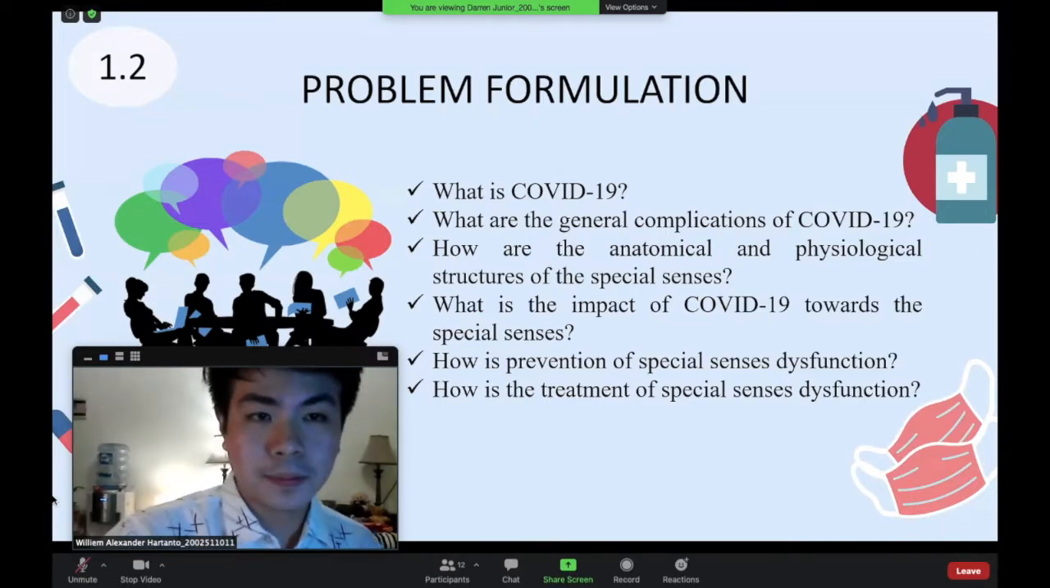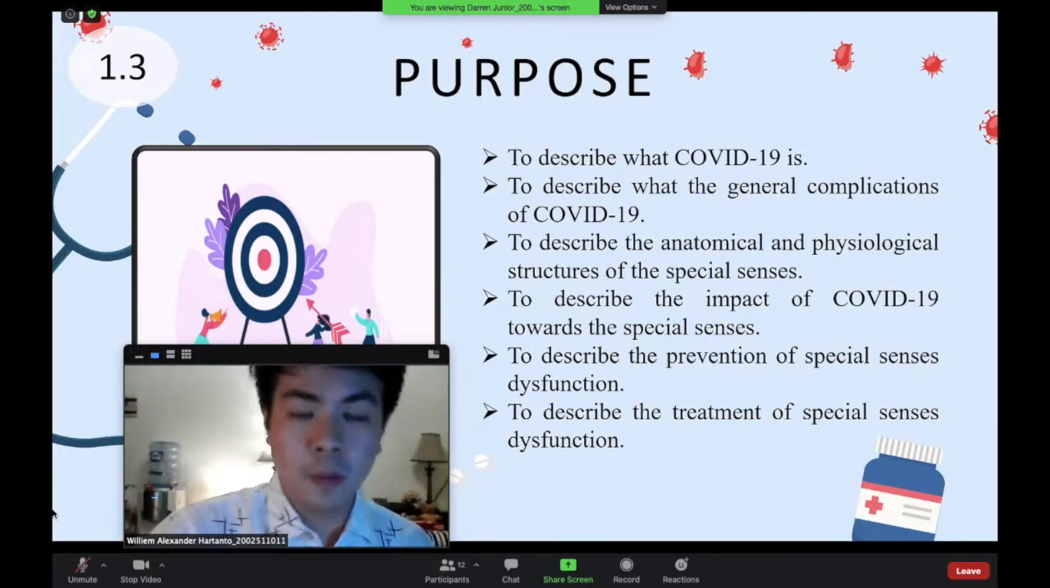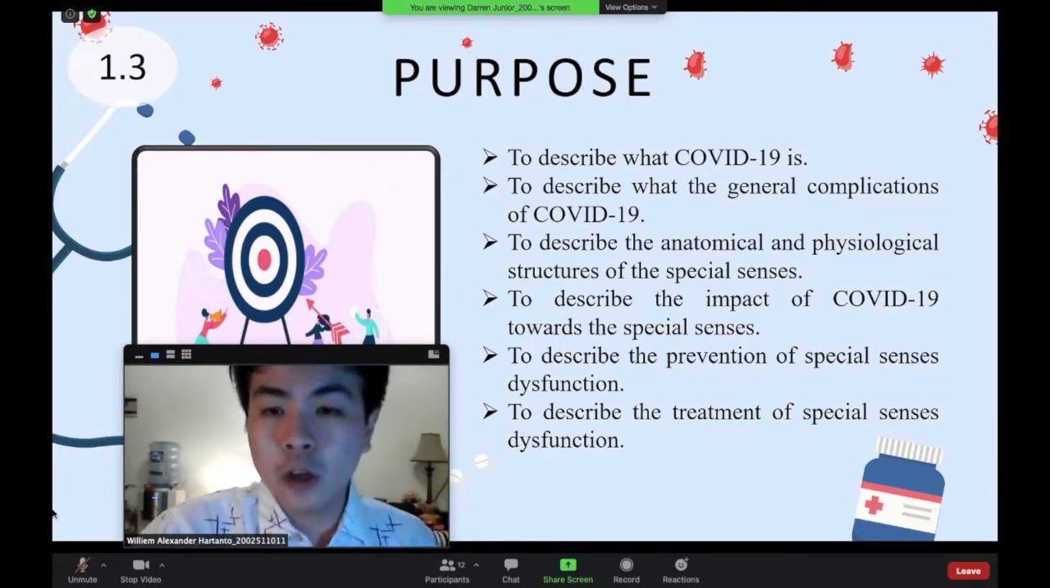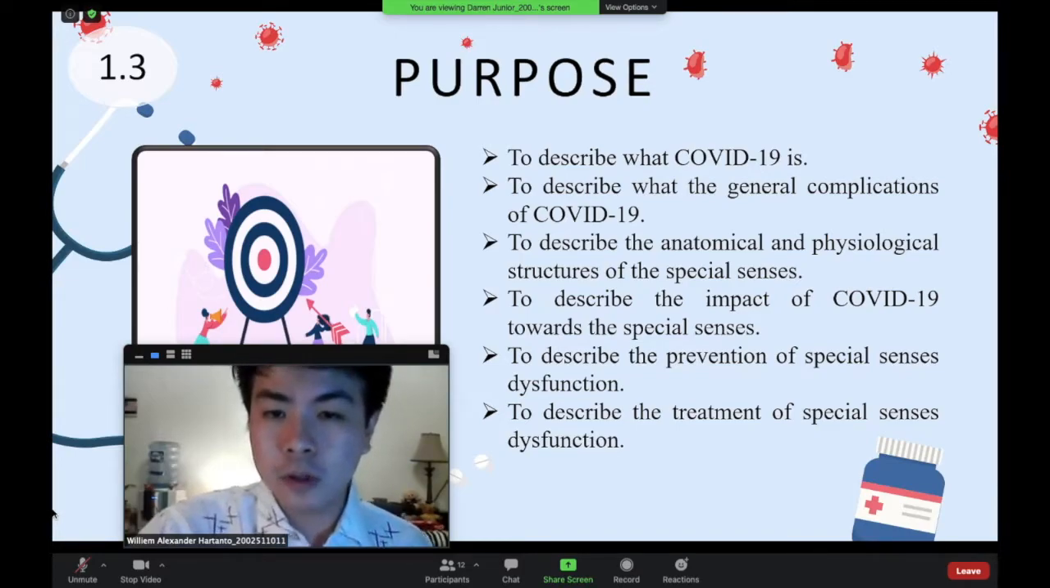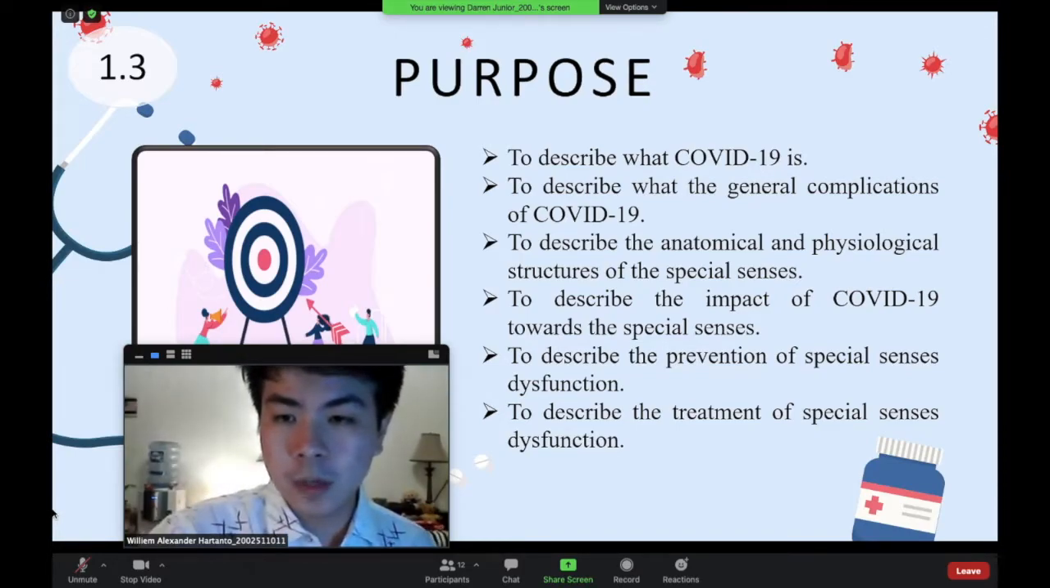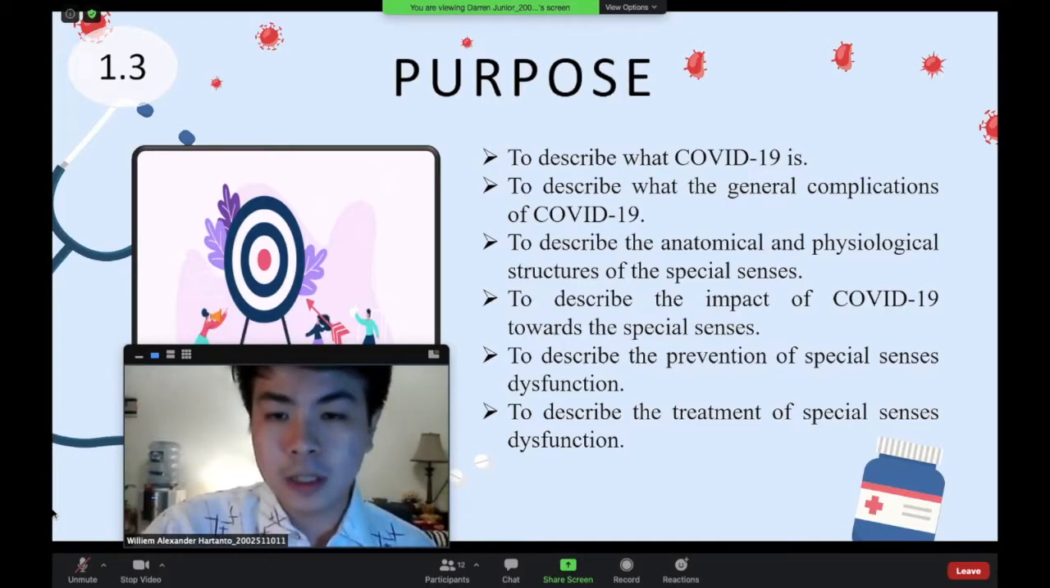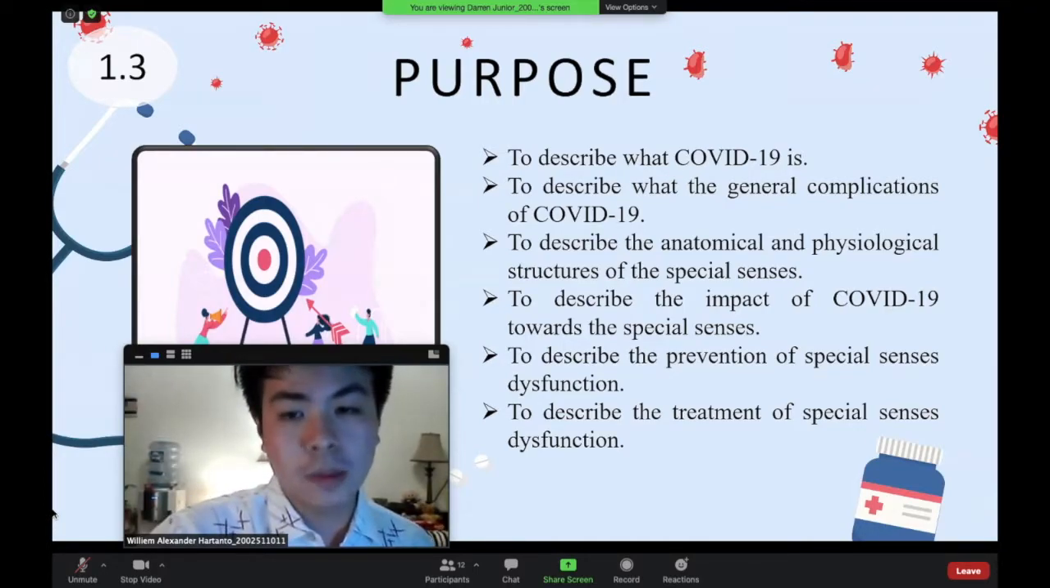Next is purposes. The purposes include, first, to describe what COVID-19 is. Second, to describe the general complications of COVID-19. Third, to describe the anatomical and physiological structures of the special senses. Fourth, to describe the impact of COVID-19 toward the special senses. Fifth, to describe the prevention of special senses dysfunction. And sixth, to describe the treatment of special senses dysfunction.